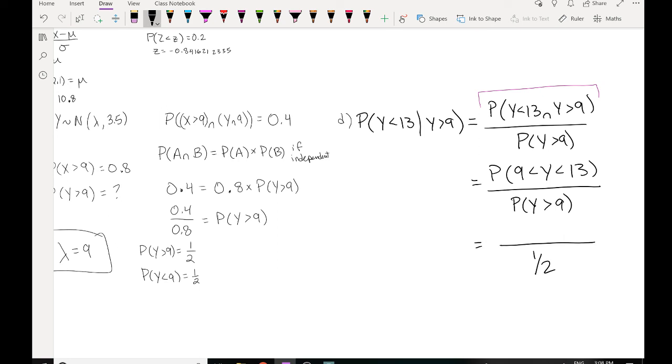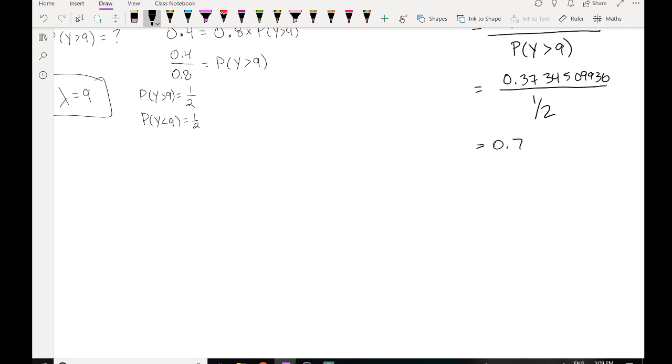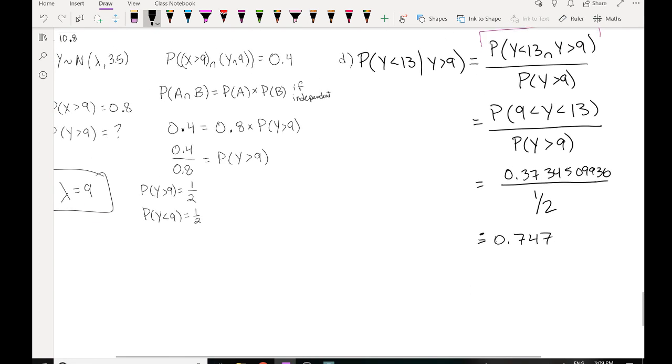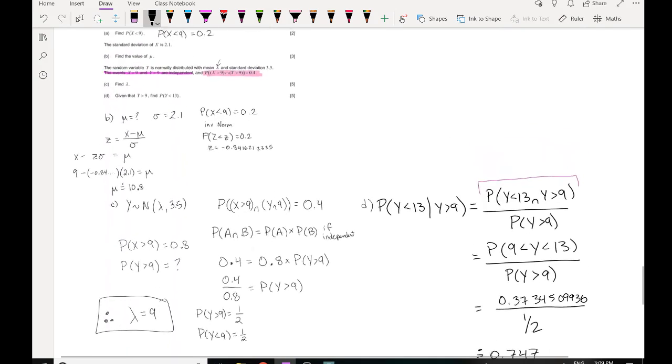And I get 0.37345099936. So if I take that answer, oh, I almost multiplied it by something, but wait, no, I am multiplying it by 2, aren't I? Because I'm dividing by half. Let's try that again. I pressed the wrong things. So if I double that, I get 0.747 to 3 significant figures. And so that's an example of one that has to do with a normal distribution.